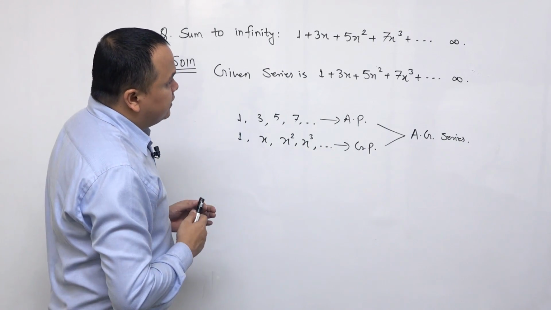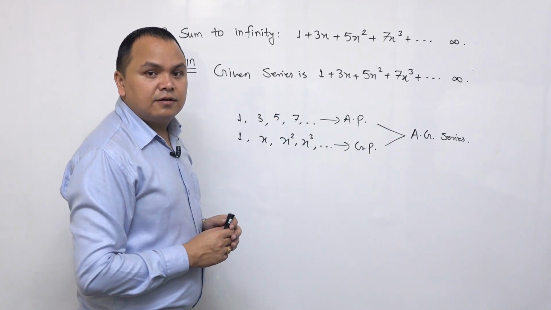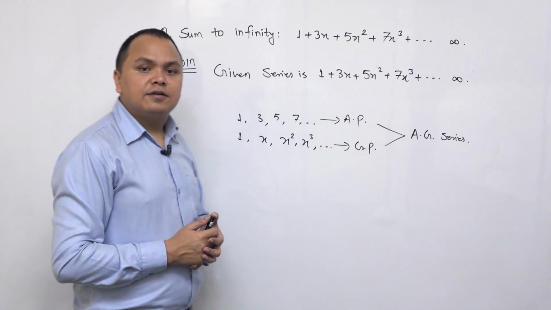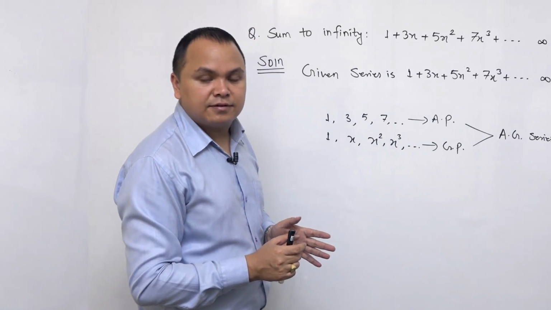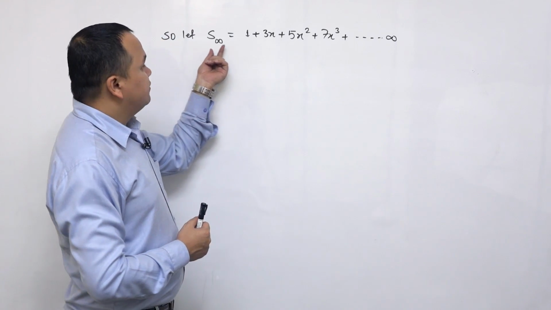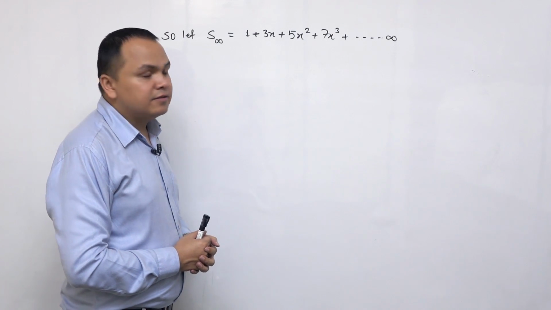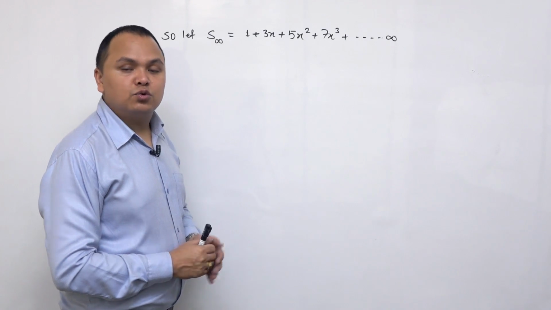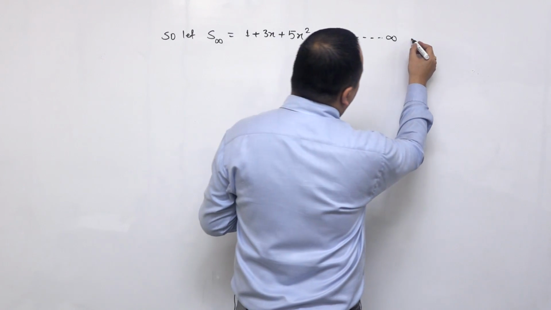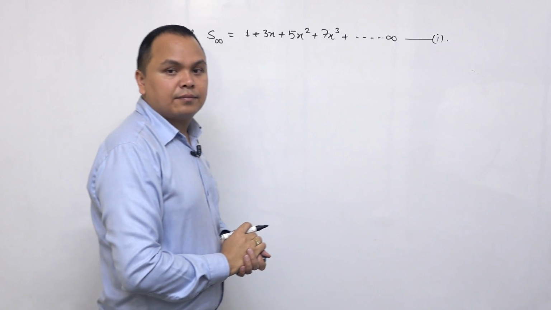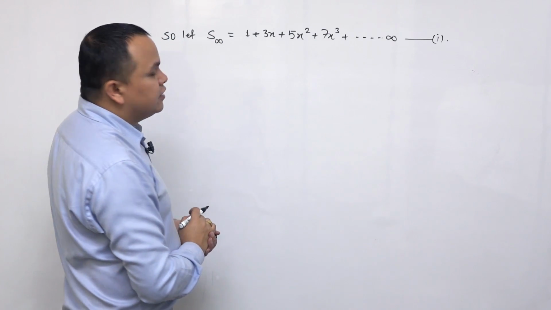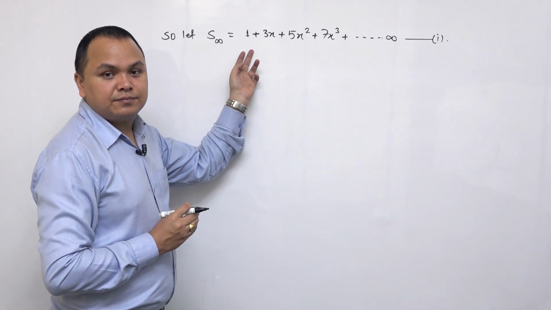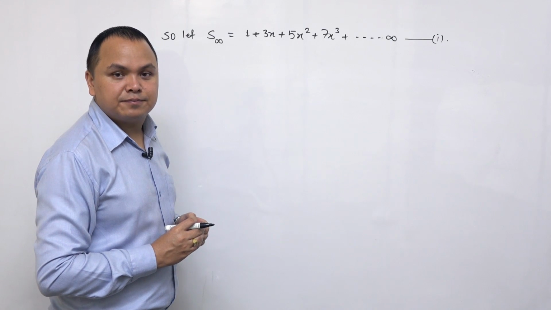Now, let S infinity be the sum to infinity of given series. So let S infinity equal 1 plus 3x plus 5x square plus 7x cube plus dot dot dot to infinity, which is equation I. Now, multiplying both sides of I by x, that is the common ratio of GP.